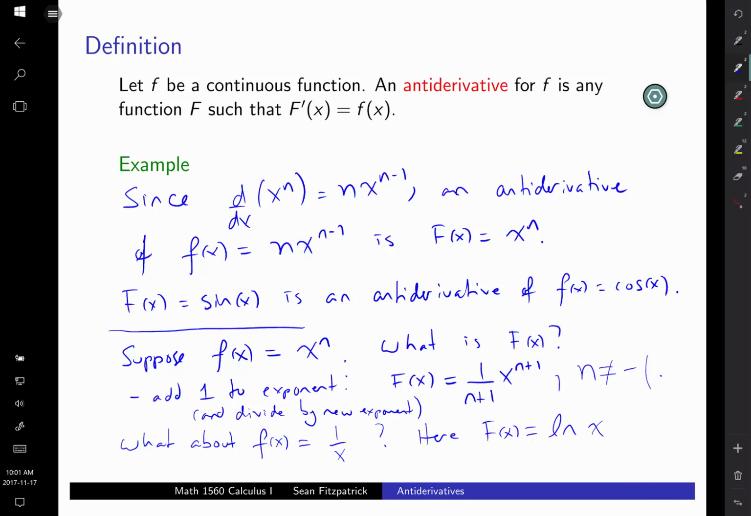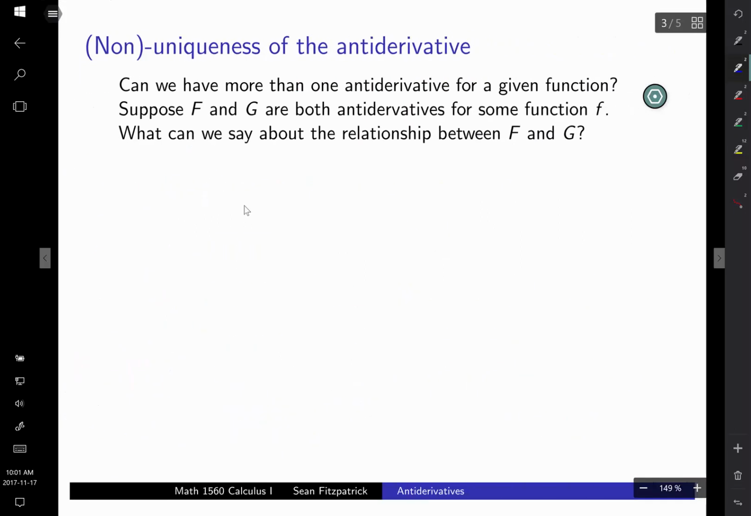My antiderivative right now is only defined for positive x, but we know how to fix this. We've seen this before. We put absolute values in there, and we've worked that out in the past, that when you take the derivative of the log of absolute value x, you still get 1 over x. So we can take that as our antiderivative. All right. Now there's one other issue that we need to deal with here.